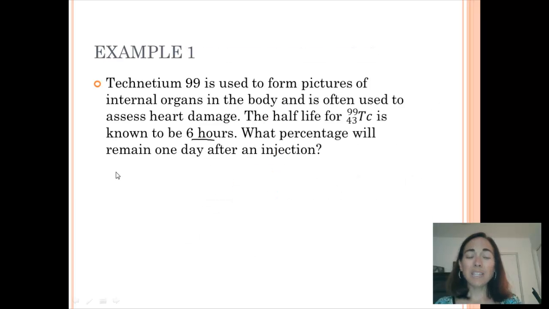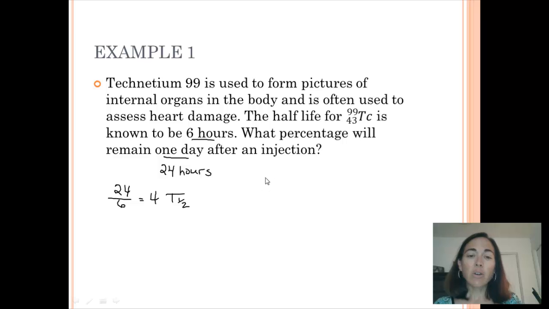What percentage of that technetium would remain after 1 day? Well, let's get our units to match first. 1 day, as you know, is 24 hours. Have passed in a total of 24 hours. Well, 24 divided by 6 gives me 4 half-lives. So this technetium will have gone through 4 half-lives.